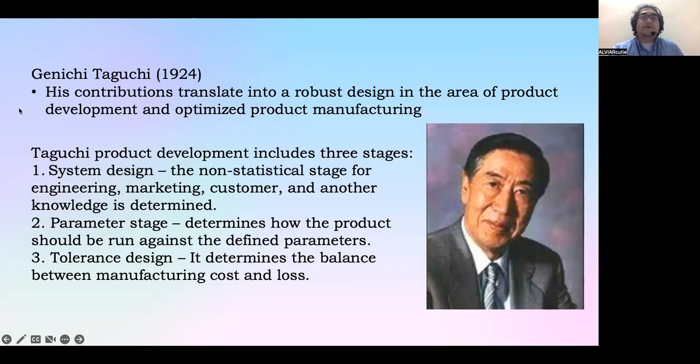And next guru is Junichi Taguchi. His contributions translate into a robust design in the area of product development and optimized product manufacturing. So Taguchi product development includes the 3 stages. Number 1 is system design, the non-statistical stage where engineering, marketing, customer, and other knowledge is determined. Sa parameter stage naman, determines how the product should be run against the defined parameters. And the third one is tolerance design. It determines the balance between manufacturing and cost loss.